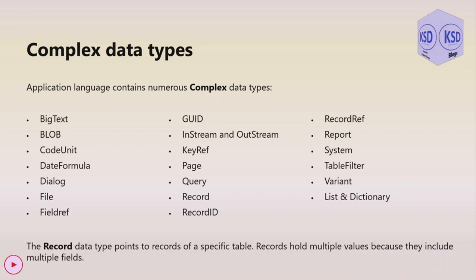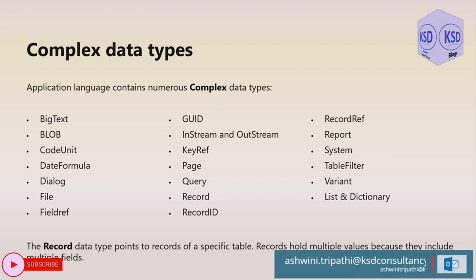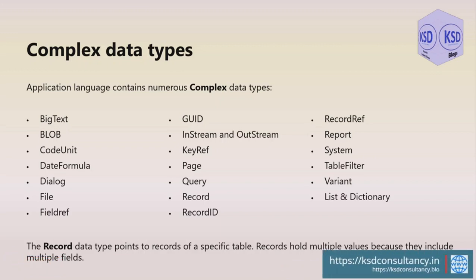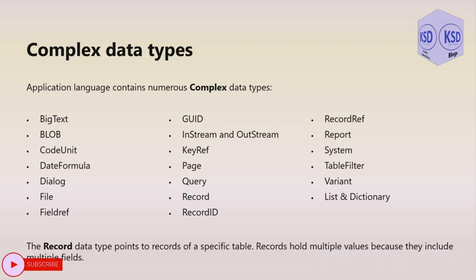So basically, your record data type points to the record of a specific table. And a record holds multiple values because they include multiple fields, and every field can be of a different data type. So the combination of all this makes it a complex data type.